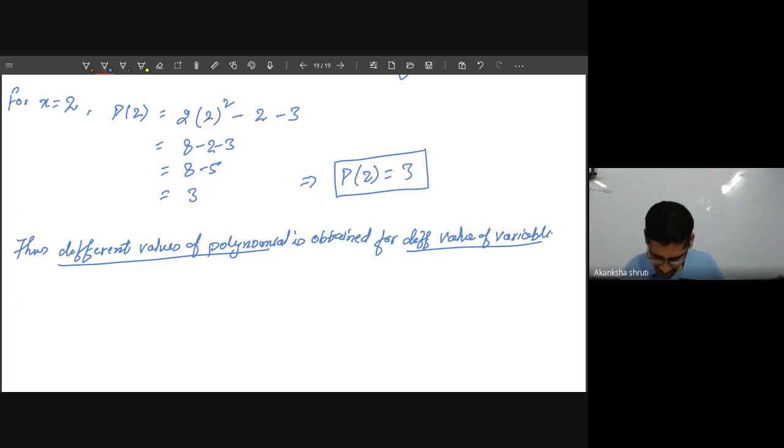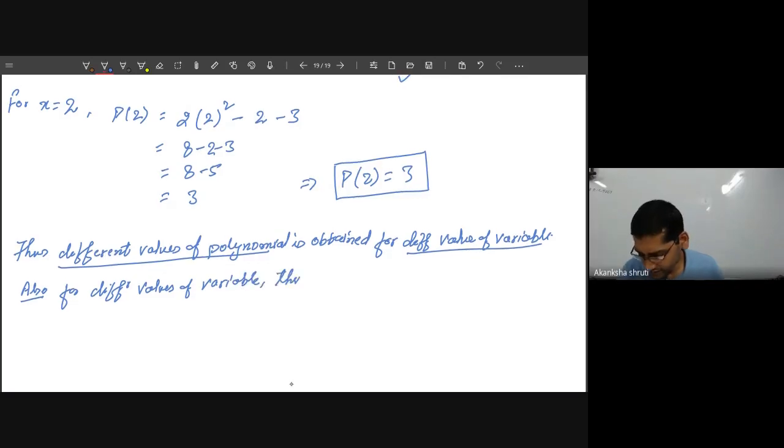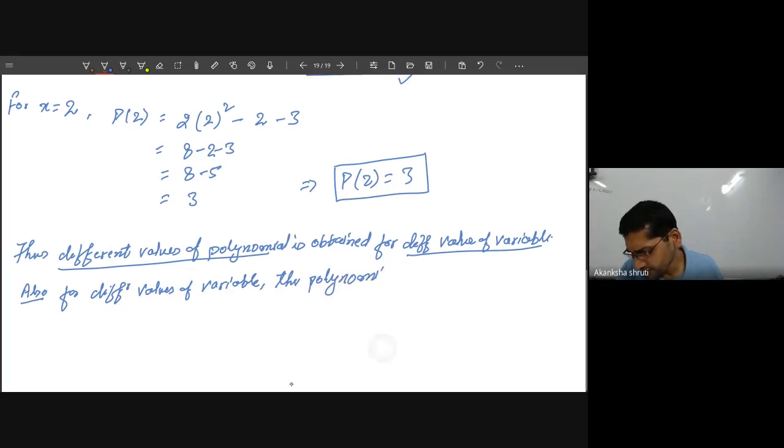So also, for different values of the variable, the polynomial may have the same value. This thing we will also obtain. It is one thing.